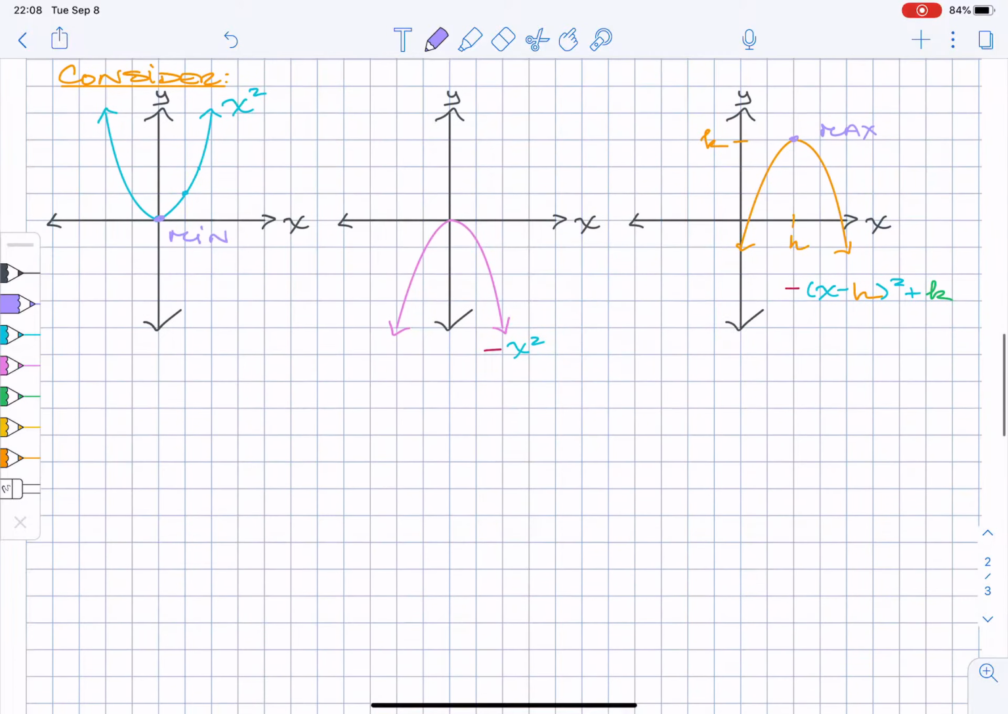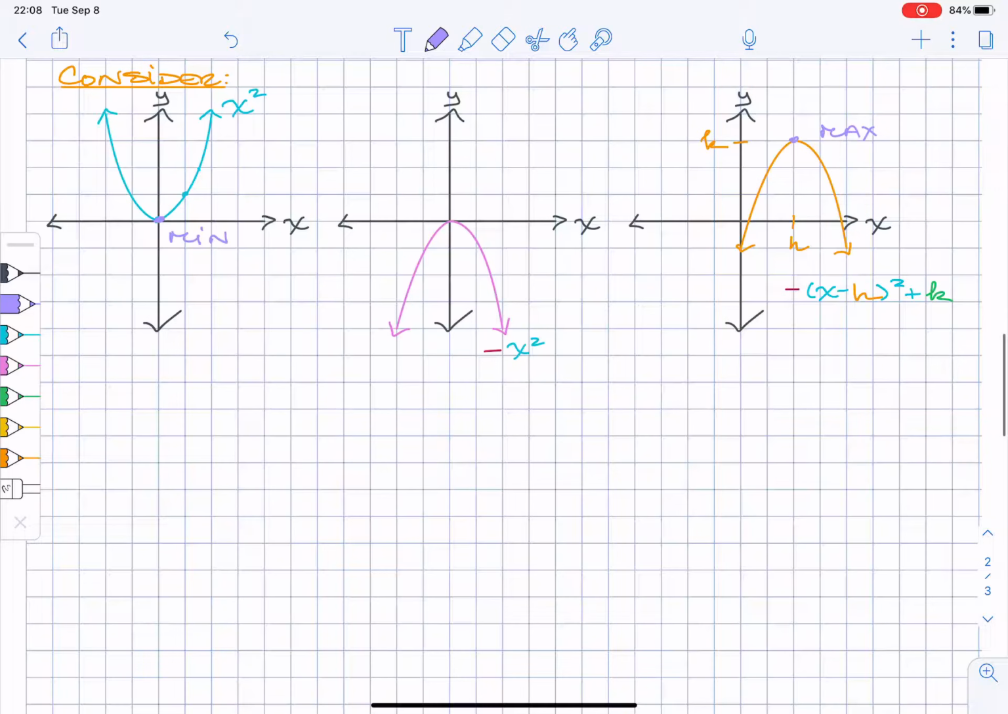Okay, and note that here the coefficient of x squared, let's use yellow, this is a 1. So a is equal to 1, which is greater than 0. So this implies an upwards U-shape. In the second case here, we have that a is negative 1, which is less than 0. So this implies an upside down U-shape.